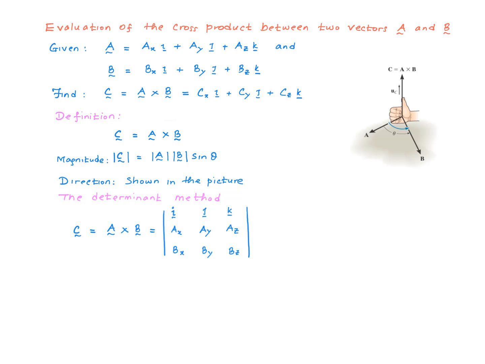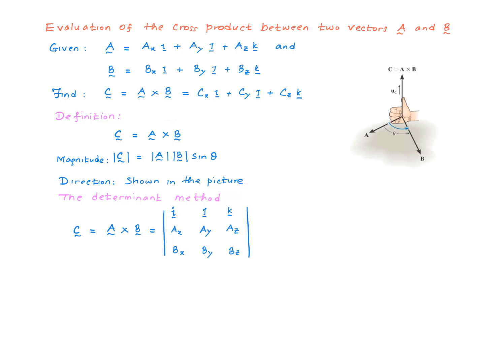It turns out there's a systematic method that employs a determinant to find the cross product between A and B. And this is the equation. So what are we doing here? Well, this is the determinant of a 3 by 3 matrix. The first row of the matrix contains the unit vectors i, j, and k. The second row contains the components of the vector A, ax, ay, and az. The third row contains the components of the vector B, bx, by, bz.